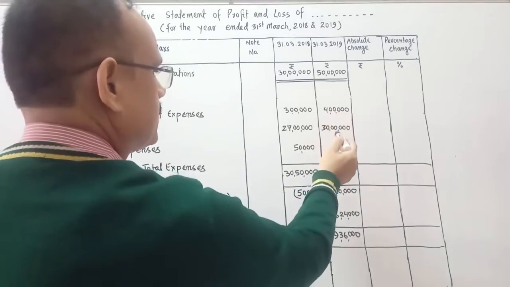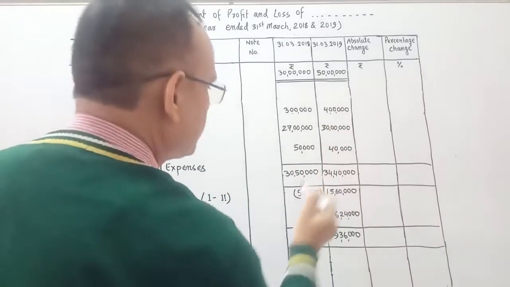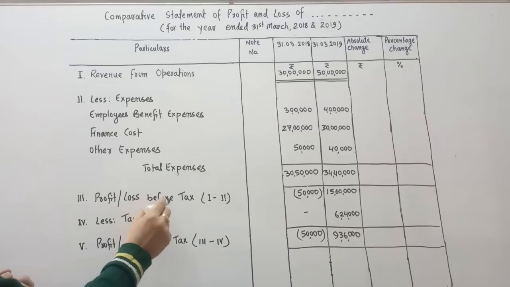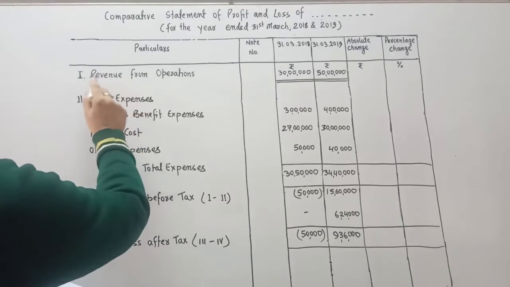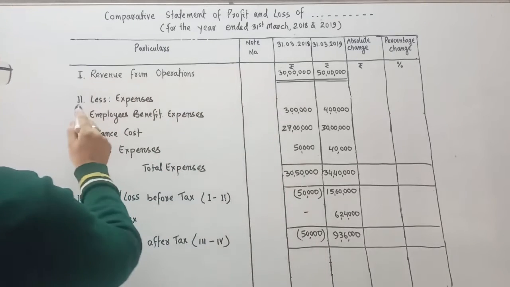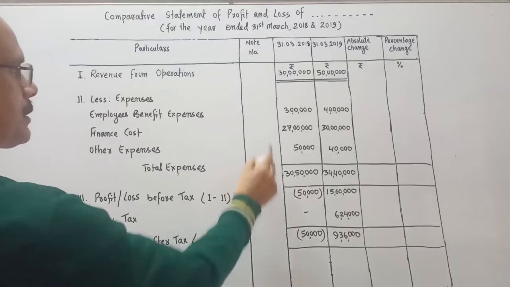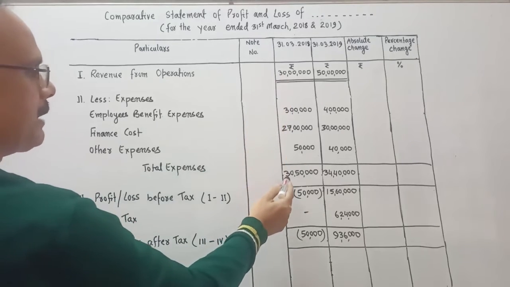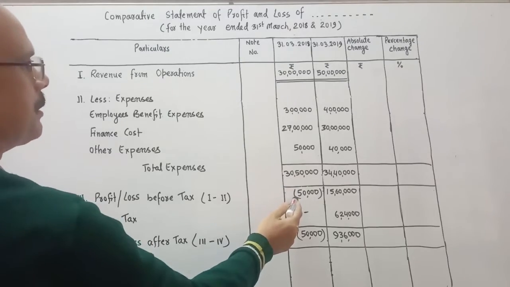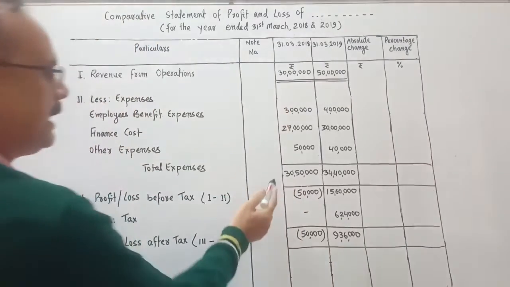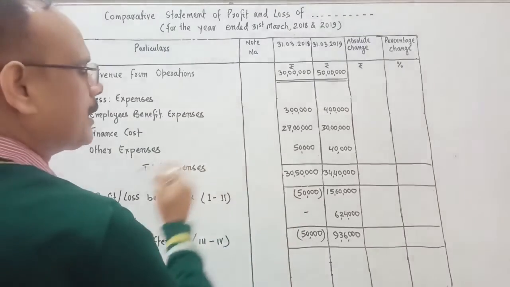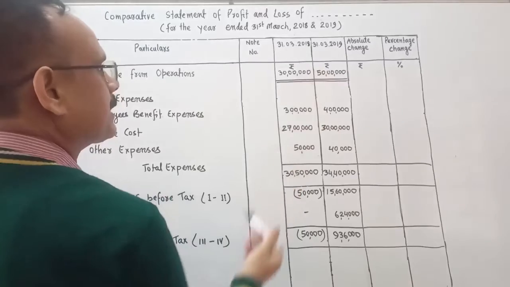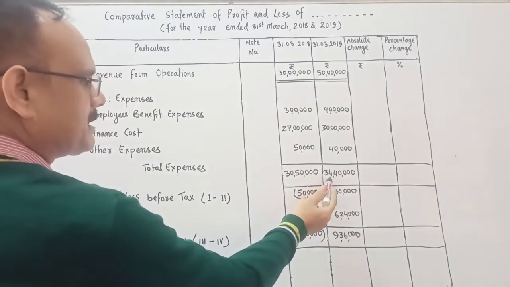Similarly, 4 lakhs plus 30 lakhs plus 40,000 is 34 lakh 40,000. Now the third one is profit or loss before tax. It is revenue from operations minus total expenses. So 30 lakhs minus 30 lakh 50,000 is a loss, because revenue is less and expenses are more. 50,000 is the loss.